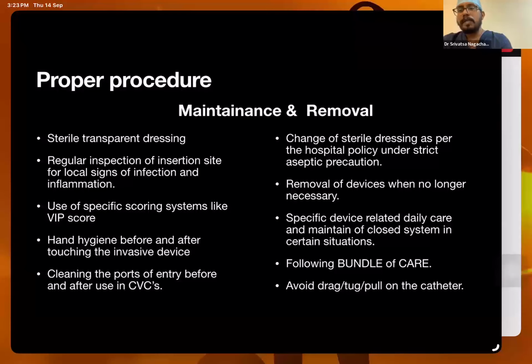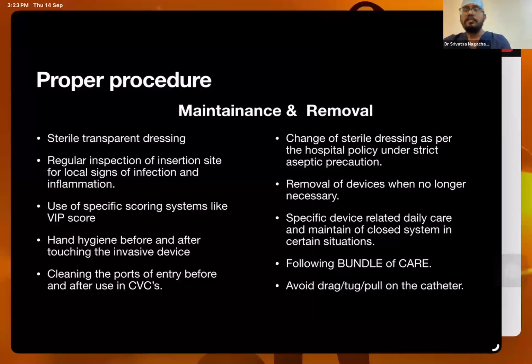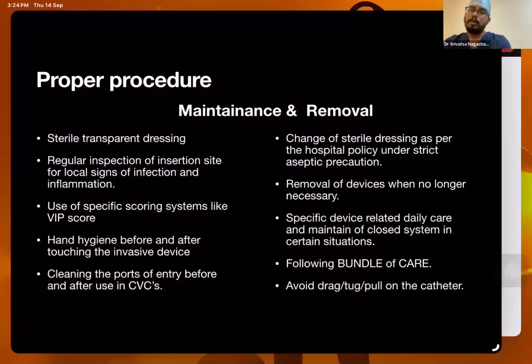And always follow the bundle of care, because there are a lot of invasive devices which we use. So follow specific bundles of care for that specific device. Like for central venous catheters, there is a central line care bundle. So follow that bundle. For endotracheal tube, there is a VAP bundle. Follow that bundle. And for Foley's, there is a CAUTI bundle. So follow that bundle. Whatever bundle is there, you need to follow that. And always make sure that you don't drag, or tug, or pull on the catheter. Always watch for that.